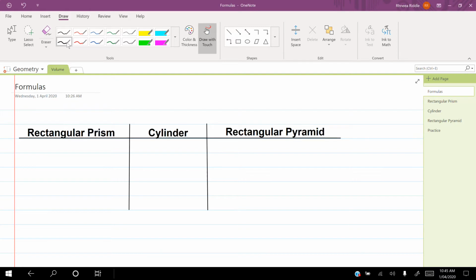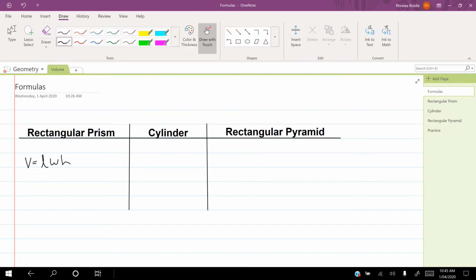So the first one is pretty simple. It's a rectangular prism, and all you have to do is length times width times height. It's just like area, but you're just adding height on top of it.